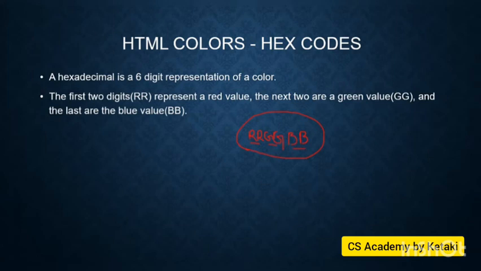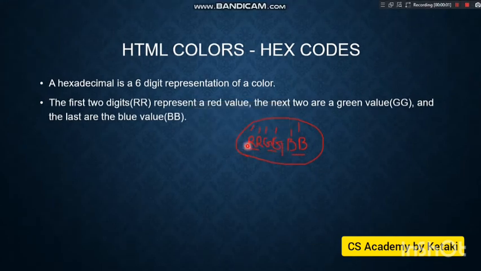So there are 6 digits: first, second, third, fourth, fifth and sixth. The first 2 digits represent the amount of red color, the second 2 digits represent the green color, and the last 2 digits represent the amount of blue color. So this is a 6-digit hex code.